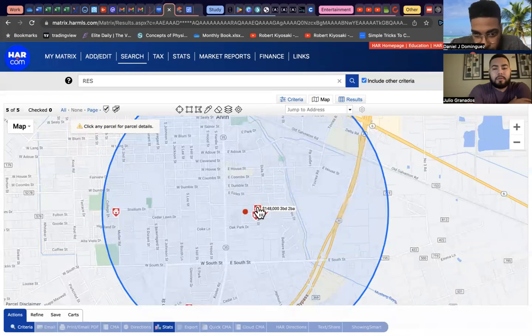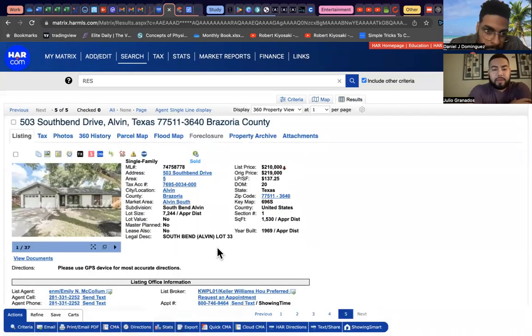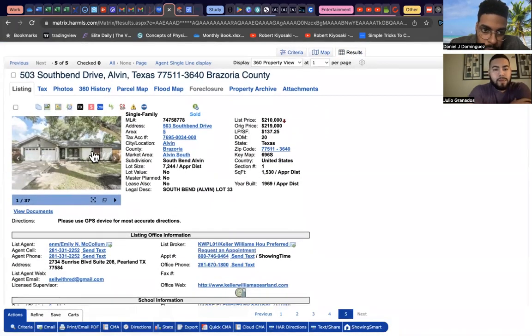Okay, we got a few properties here, 205, 148. I'm not interested in the 148 just because what are we going to do with that? Yeah, not going to do anything. We're looking for the ARV, basically, right? Right, we're looking for the ARV basically. I believe this is the one that I saw. Okay, it's the one that you saw.